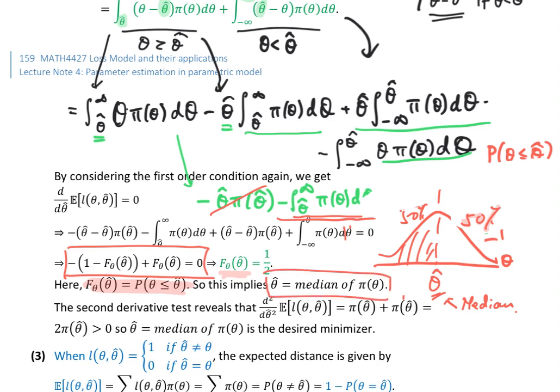Of course, in order to verify this is the minimizer, you can always try the second derivative test. By considering the second derivative test, the second derivative of this expected value is strictly greater than 0. That means the median of pi theta will be the true minimizer. That will be the proof of the second part, if you take the loss function to be the absolute loss.